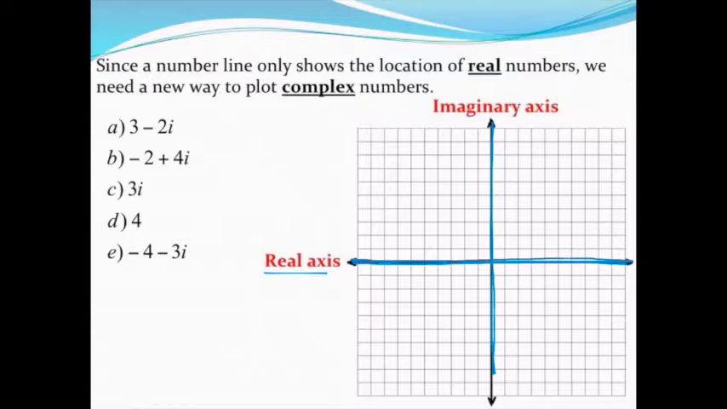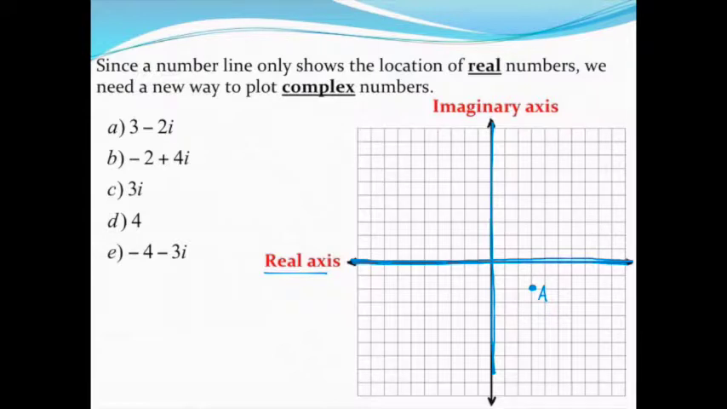So for example, the number 3 minus 2i, I'm going to count 3 spaces on the x-axis and then count down 2 spaces on the imaginary axis. 1, 2, 3, 1, 2, and plot that point right there. So we see that our imaginary numbers don't exist on the number line, they sort of exist above or below the number line.